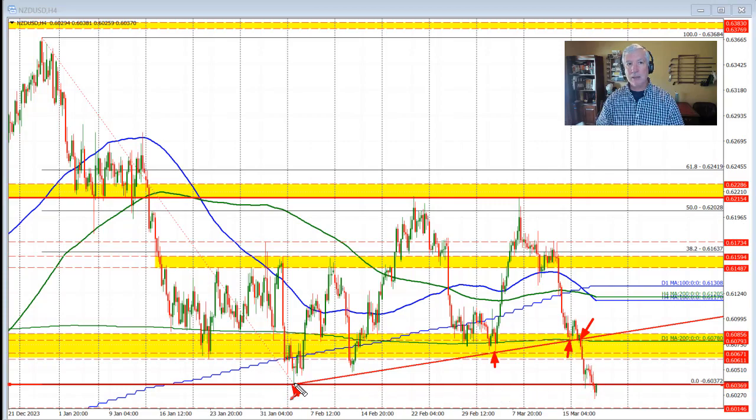It came down, tested that low price from early February, and found a little bit of support from buyers, but then it rotated back to the downside for this pair. So you can see the importance of the 200-day moving average. If we get above that level, I think things are going to be moving more to the upside for the New Zealand versus US dollar, but certainly sellers are more in control right now.